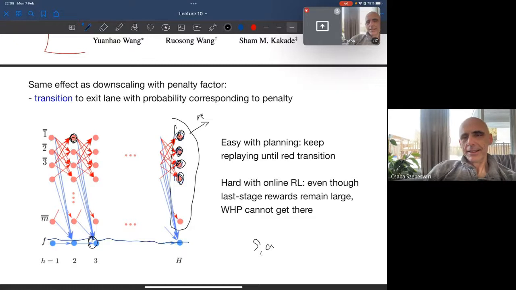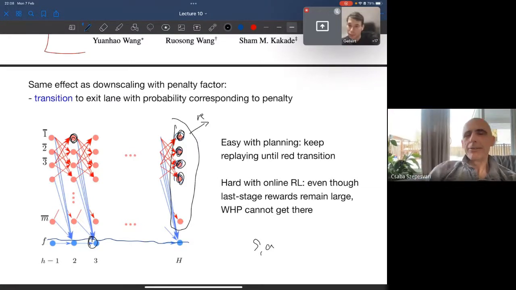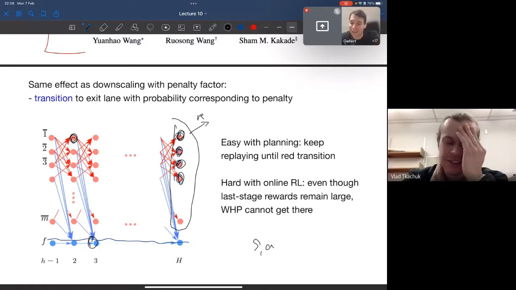Right? Good. You mean with the online RL model, it's going to be exponentially hard. Yeah. Well, I call it online access. Like with this online access simulator and just the online RL setting, what is the difference?